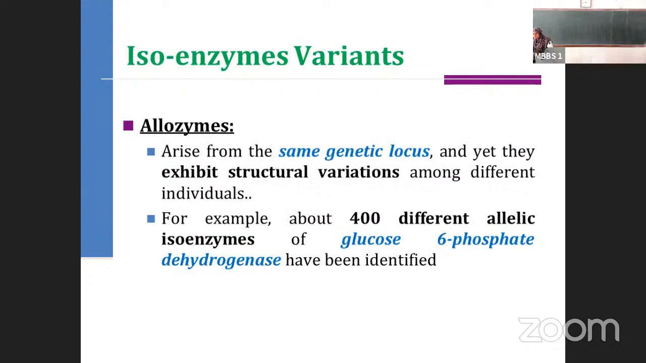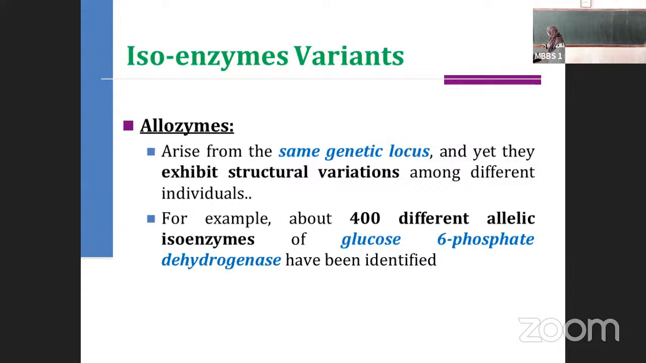Coming to alloenzymes, this is a very important viva question. What are isoenzymes? What are alloenzymes? The examiners will be very fond of this term and will frequently ask about alloenzymes. Here you see, the enzymes arise from the same genetic loci. If they exhibit structural variation among different individuals, although they are synthesized from the same genetic loci, they are called allozymes.